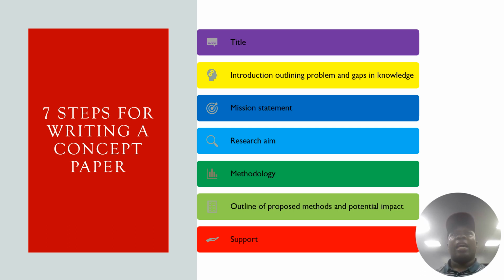The second thing, introduction, outlining the problem and the gap in the literature. This is very important, and try by all means to use at least 5 to 10 articles that are very relevant to your study. And please, I want you to underline the word relevant. Don't just go and take some articles out there and try to write a concept paper. Then you are going to miss the point.